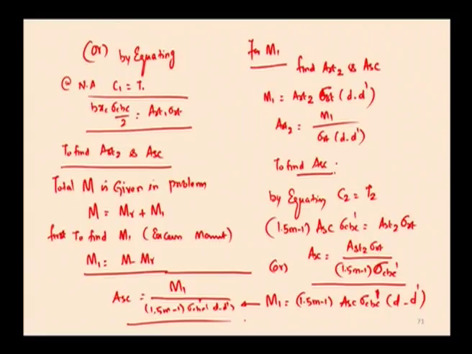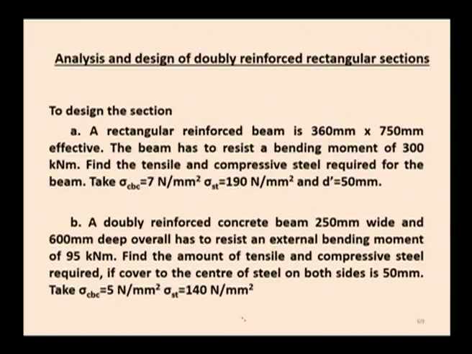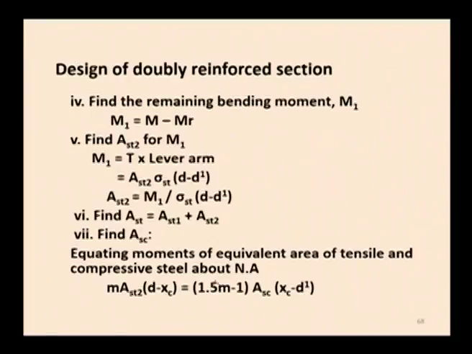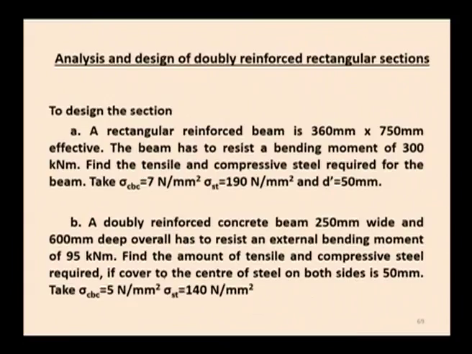Now, to design the section, first we find XC, then by equating C to T we find AST1, then we find the moment of resistance of the balanced section, and the excess moment M minus MR. For the excess moment we find AST2, and we also find ASC by equating the equivalent area of tensile steel to the compressive steel about the neutral axis. Now, we need to design the section.